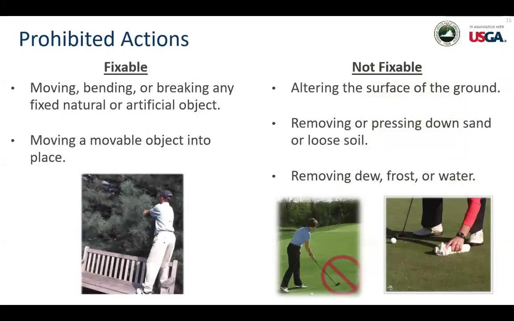Now we get into our prohibited actions. So we've got two categories of these prohibited actions. There's a couple that are fixable and then a couple that are not. So let's start on the right side and determine the items that are not fixable.